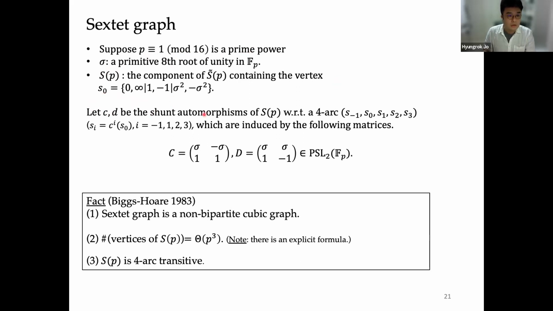And we have the Schreier automorphism of SP in PSL, the projective special linear group. And then the fact is the sextet graph is a non-bipartite cubic 3-regular graph, and the number of these vertices is approximately P to the third, and SP is 4-arc-transitive.